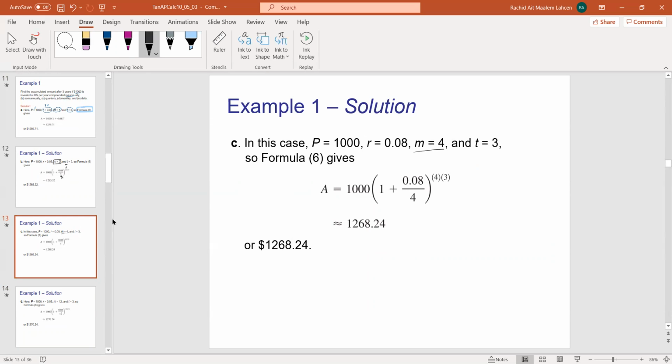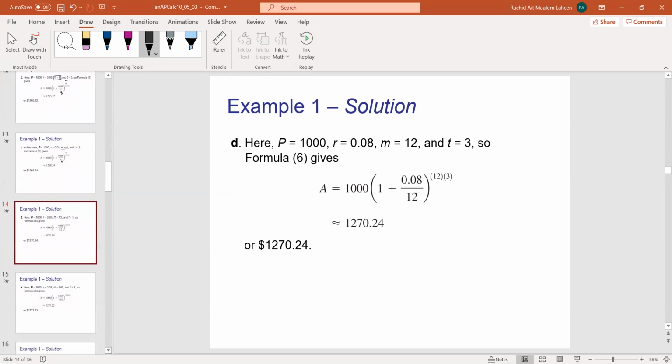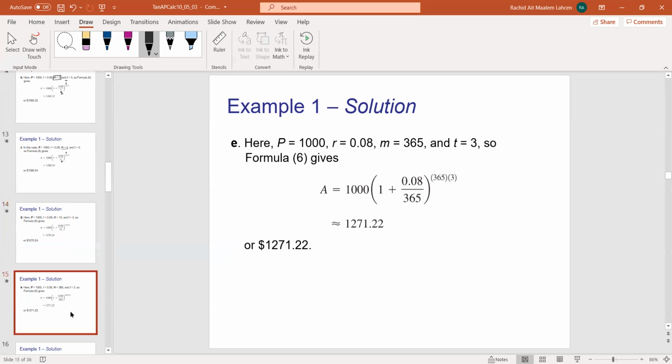Quarterly, M is 4, so 4, 4, same formula, 1268.24. So please try this, practice it with your calculator so you make sure you get correct answers. Don't assume that you may get correct answers, because it depends on what calculator you're using. The steps may be different. You may do the parentheses inside first, like 0.08 divided by 12. Then you add a 1, equal, then you do exponent 36 times 1,000. So you may work it that way to get 1270.24.